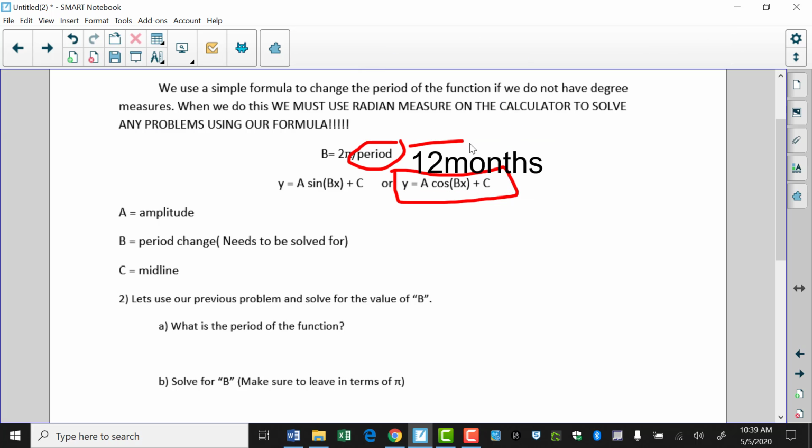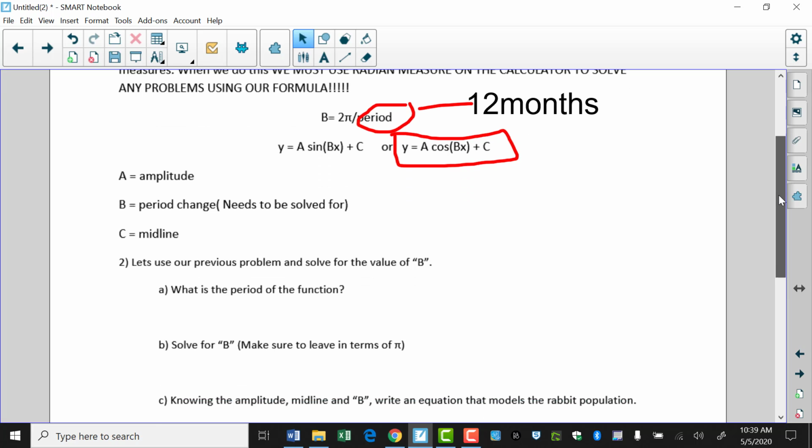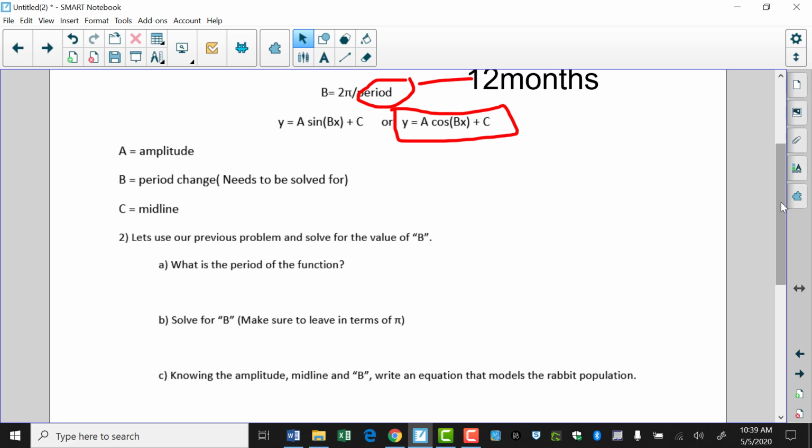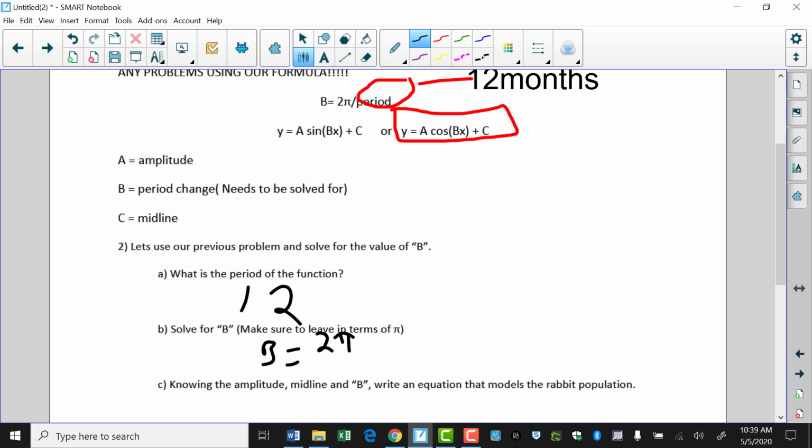Now notice where this is different from any of the problems we've done, especially the Ferris wheel problems: it's not in terms of degrees, but in terms of months. So what we are going to have to do is convert this. Instead of having degrees on the inside, we're going to write it as 2 pi divided by 12. So if we put all that together, the period of the function here is 12. Solve for b, which just means our b is going to be 2 pi divided by 12.